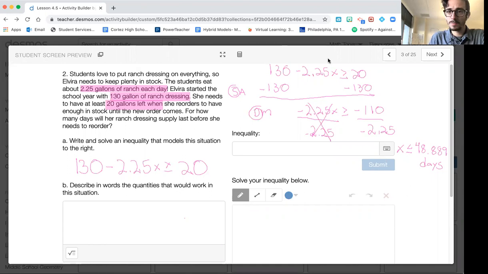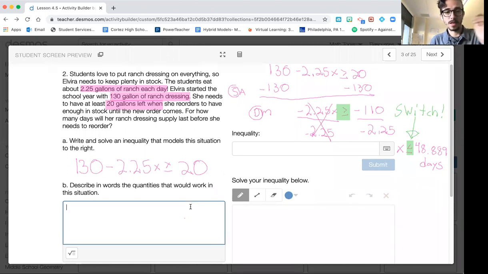Pivotal thing here, please note, is that when you're dividing, notice you're dividing by a negative number, so you're switching. Please make a note of that. So notice the switch. That's a big deal. Eventually, if you solve this, you're going to say that x is less than or equal to 48.889.